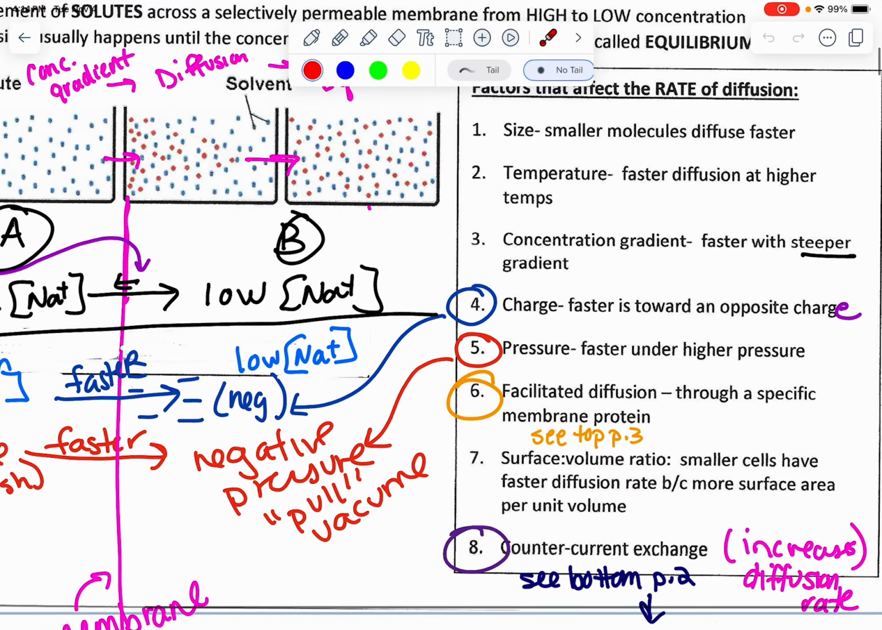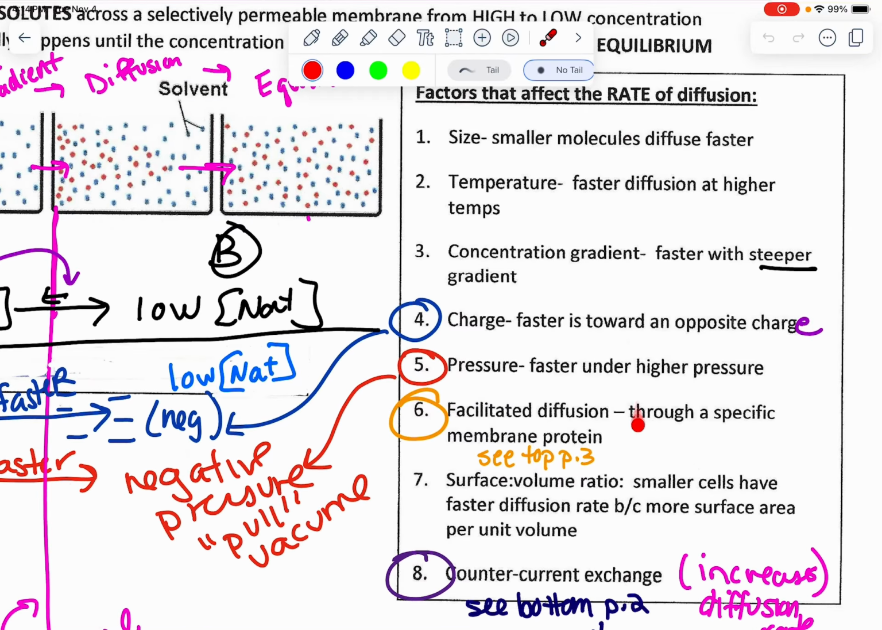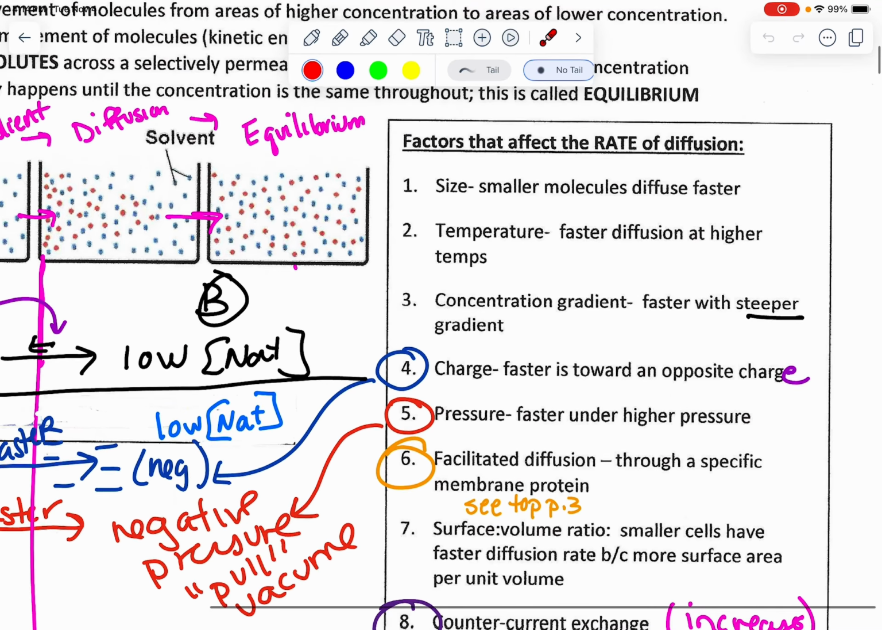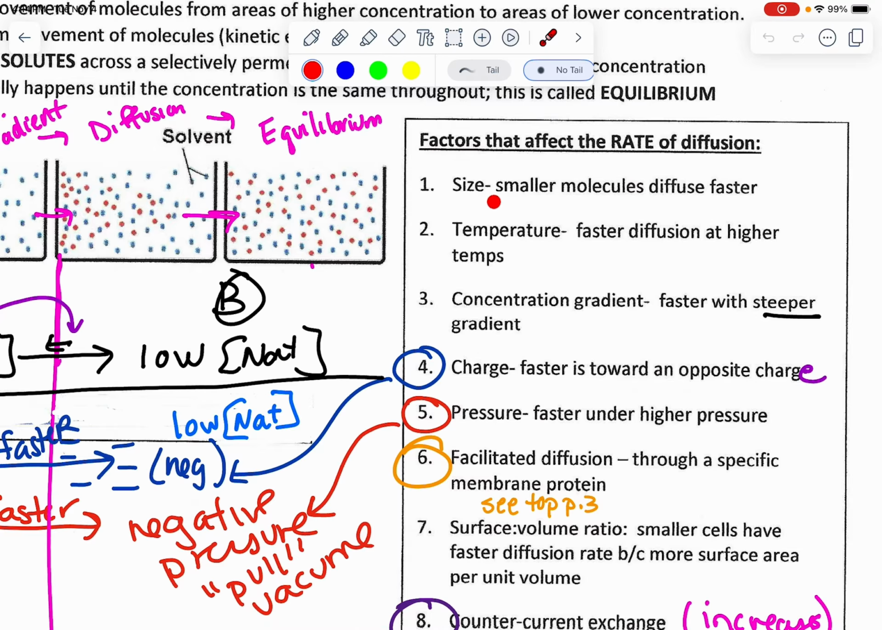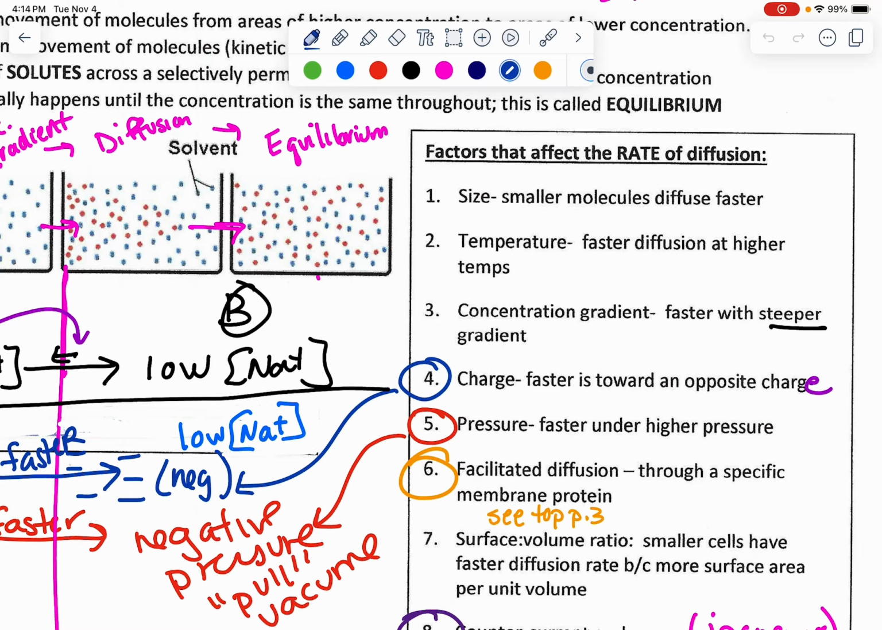Over here, I've listed some things that can affect the rate of diffusion. Most of these things, I think, would speed up diffusion. When the molecules are smaller, they tend to diffuse faster. They tend to have more kinetic energy, more random motion, so it tends to happen faster. Temperature is fast. At higher temperatures, it's faster because heat is energy.